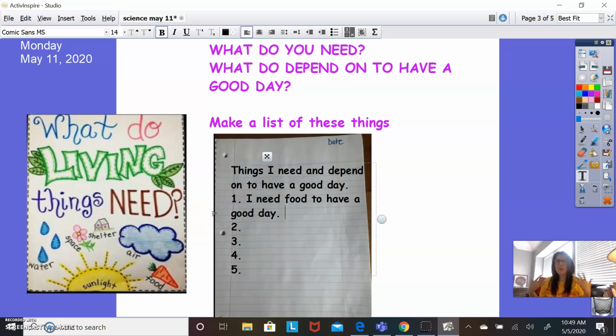Okay, we need food. If we're hungry, we can become grouchy. We don't have that much energy. We're tired. So that would be one thing that we could say that we need to have a good day, right? So you give me at least 3 things, okay? At least 3. I really want you to try and get 5, but at the very least 3 things that you need. And remember, let's write in complete sentences. Give me your best handwriting, capital letter, punctuation at the end.